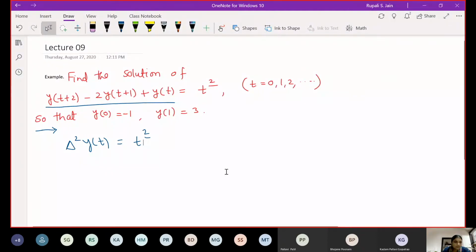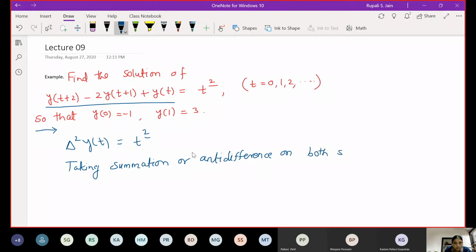When we solve a differential equation, we usually take integration, right? And then we find the solution. Similarly, here it is a difference equation, so now we will take summation. We have seen what summation is and what the formulas are. Summation, or anti-difference, on both sides.